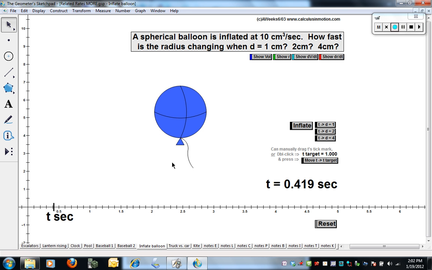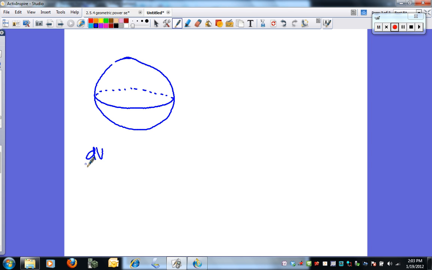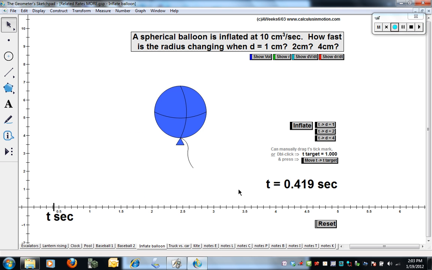So let's do this. Okay, so let's draw our diagram. We have a sphere. Oh, that's a beautiful sphere. And we have some rates. We know that dV/dt, how that's changing, I think it was 10 cubic centimeters per second, was it? Yes, good. We're looking for dr/dt, and in this case, we're looking for dr/dt when d is 2 centimeters.